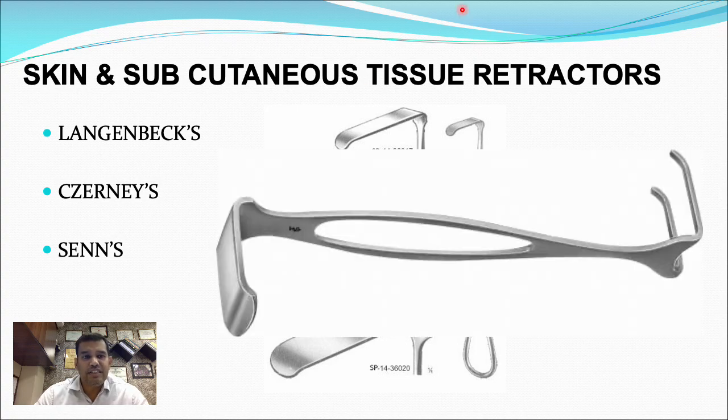Next instrument is Zerni's. This is a Z-shaped instrument. So you can remember the Z-shaped instrument is Zerni's skin and subcutaneous tissue retractor. This is one of the blades. This is the prong, and this is the shaft of this instrument. This is the solid blade, and on the other hand, present in the opposite direction, it has two prongs, and then the shaft. So this part has been described. Now the use. This is also used similarly to the Langenbach retractor, that is for retraction of the skin and subcutaneous tissue when you're doing an open cholecystectomy, an open hernioplasty, or an open appendicectomy.